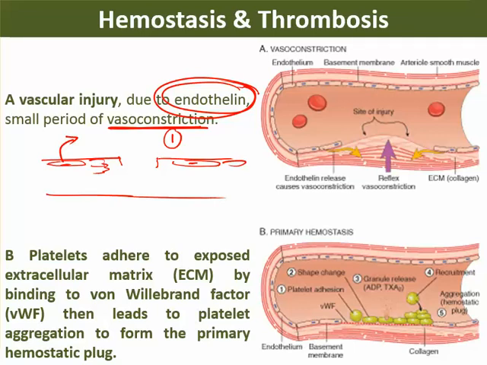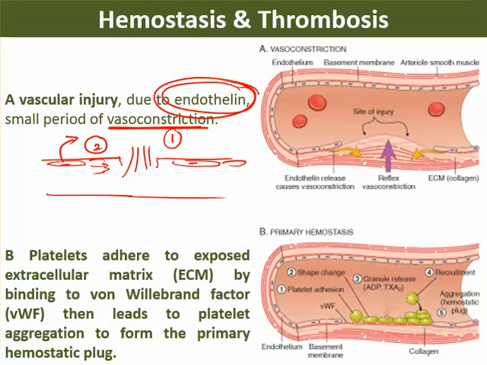This endothelin will produce a small period of vasoconstriction. Understand? But it is a very short duration, a very small period of time. Okay, there is a vasoconstriction. So the next step is, you all know there will be bleeding. Second step is there will be bleeding.